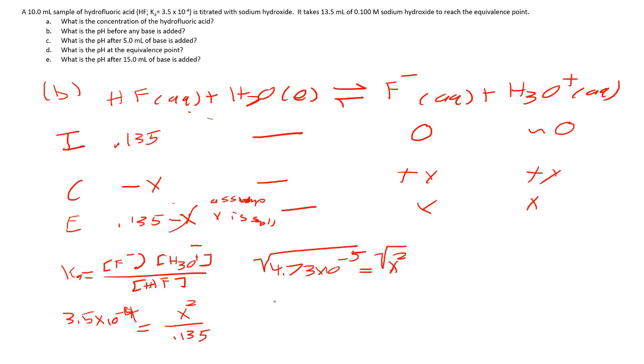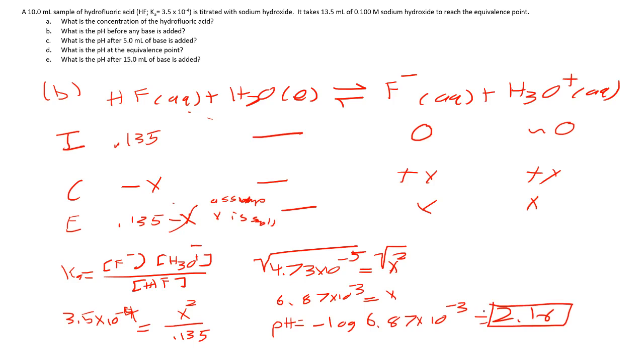And we'll get that 6.87 times 10 to the minus 3 is equal to X. And in this case, remember that H3O+ is the same thing as X, so our H3O+ concentration is just this number. So then we can do the pH equals the negative log of 6.87 times 10 to the minus 3. And so we're going to get a pH equal to 2.16.